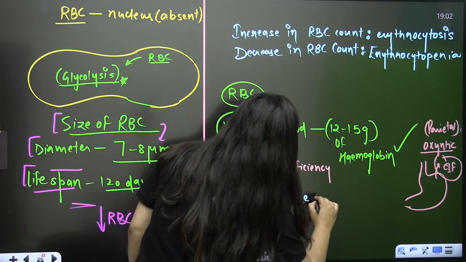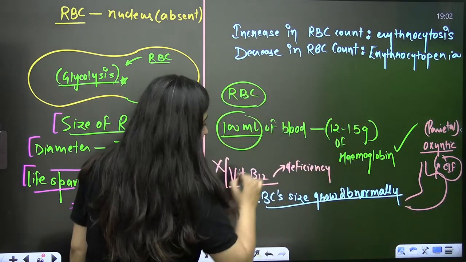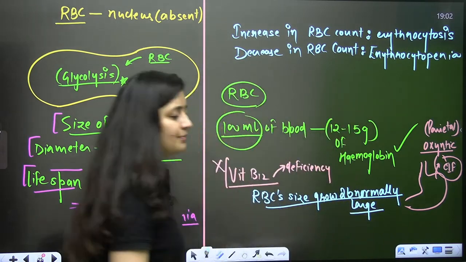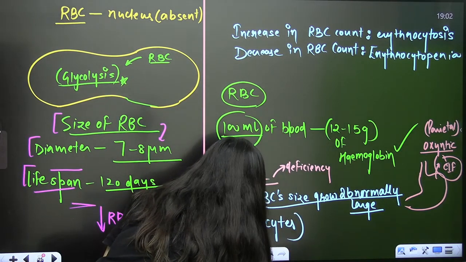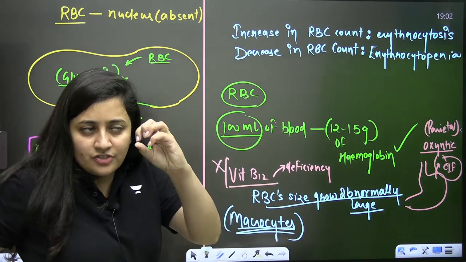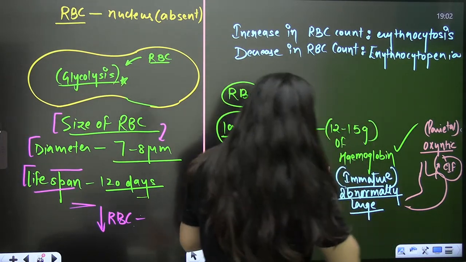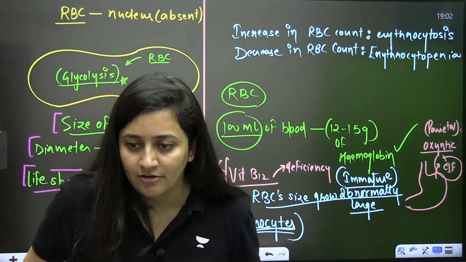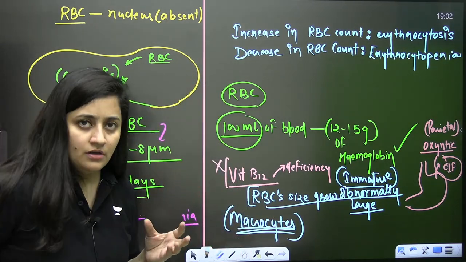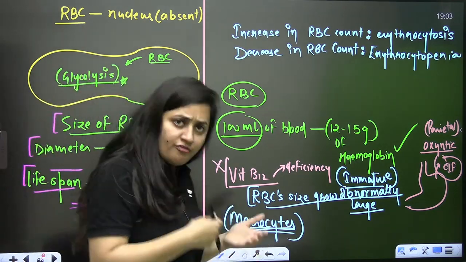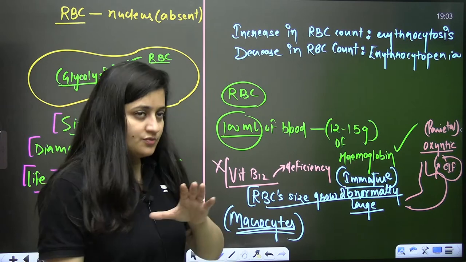the RBC size grows abnormally. It will be abnormally large. So what will you call it? You will call it macrocytes. Fine, macrocytes. Because it is immature, it will just grow in size. Because it is growing abnormally, it will get destroyed. Are you getting it? So vitamin B12 deficiency can result in enlarged RBC, which is immature, which will be destroyed, of course, in the spleen. Our body has an organ called the spleen, which is the graveyard of RBC. That's what you have to understand.